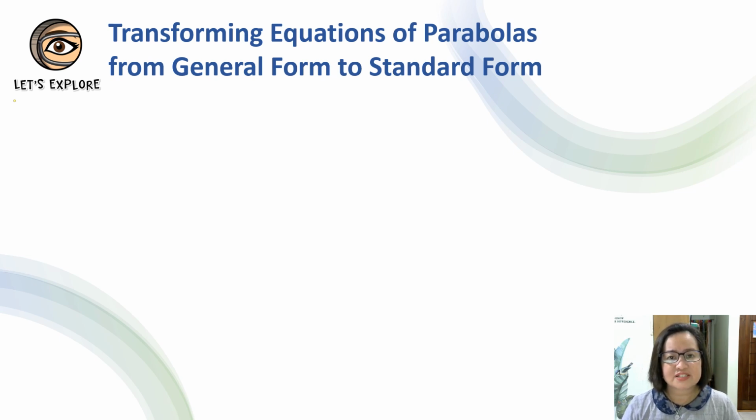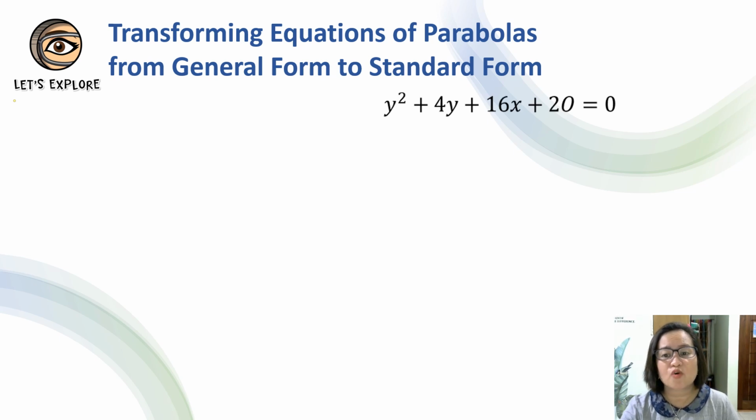In the previous lesson, we used an acronym in transforming equations. Can you also think of an acronym which will give us the steps on how to transform equations of parabolas from general form to standard form? Let's see. Let's consider y squared plus 4y plus 16x plus 20 equals 0.